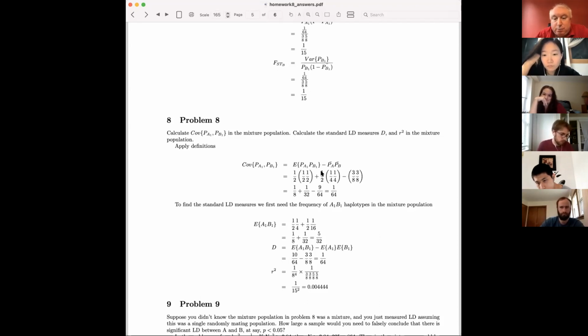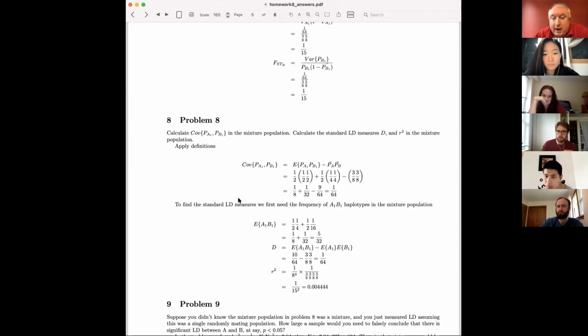So I got 1/8 plus 1/32 minus 9/64. I got the value 1/64. This is the covariance between allele frequencies in the mixture.